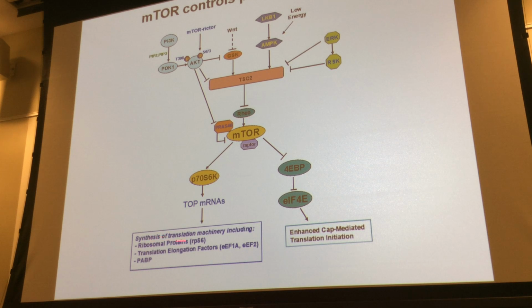So I actually put here ribosome protein S6. That's how it was originally identified. They found that this kinase has a function to phosphorylate the components of the ribosome, S6.